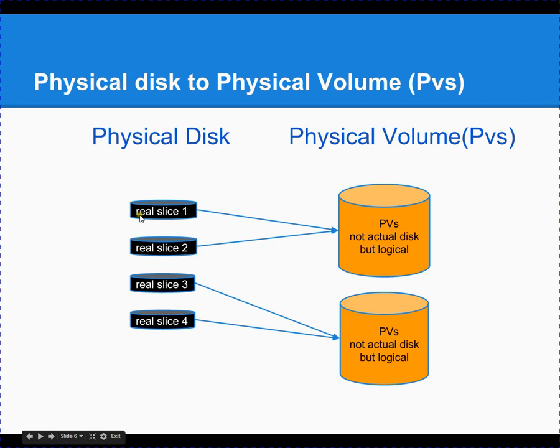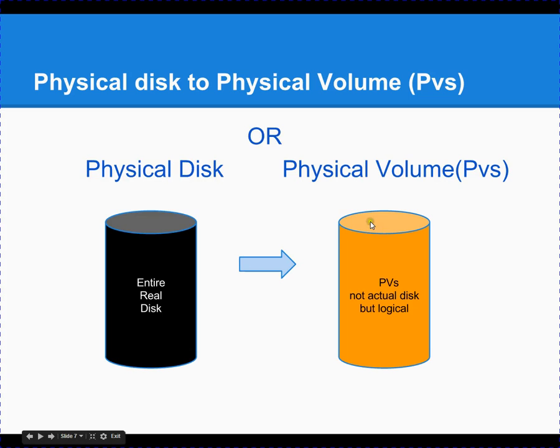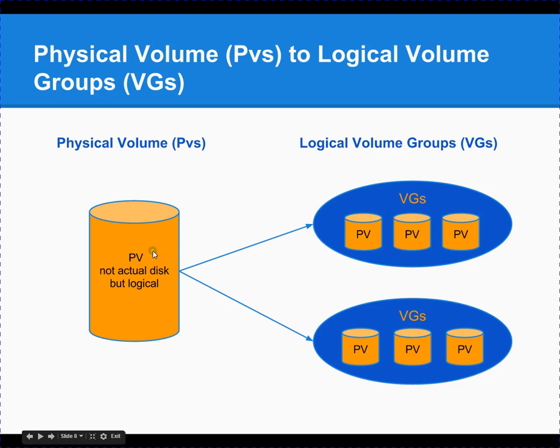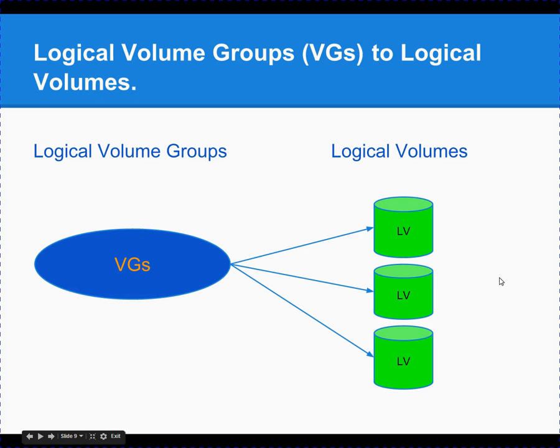We're basically taking a physical disk. We have the option of cutting it up in multiple slices, and those slices are going to make physical volumes. Or we have the option of taking that entire physical disk and making one physical volume. Once we have a physical volume, we can make logical volume groups, also known as volume groups. Once we have a volume group, we can make logical volumes, and from that point on, we can make a file system onto those logical volumes.